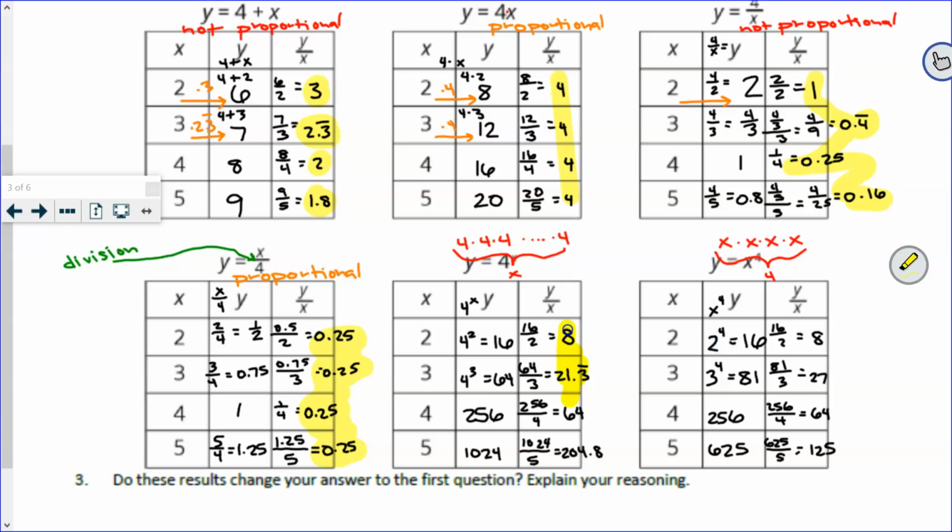Here we can see these numbers are different, so we're multiplying by different numbers as we go forward, which means these last two, some of the ones that you predicted would be proportional, are in fact not proportional.